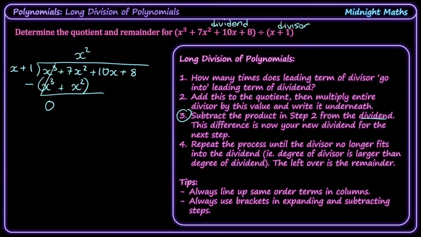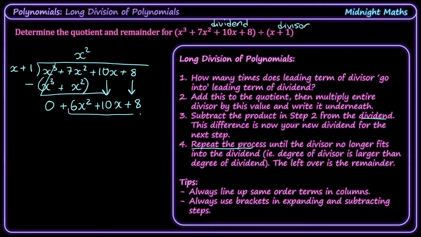Okay, so these get killed off. Perfect. Then we do 7x squared minus x squared. 7x squared minus x squared is equal to 6x squared. Okay? Let's see what the next bit is. This difference is now your next dividend. So we just bring these down because we haven't really done anything with them. They continue.